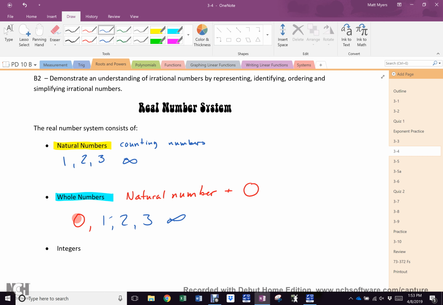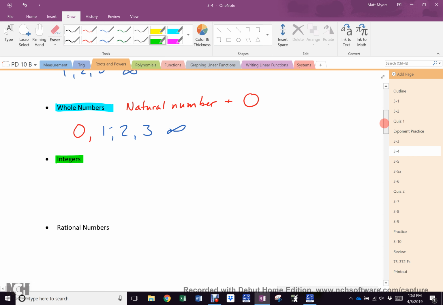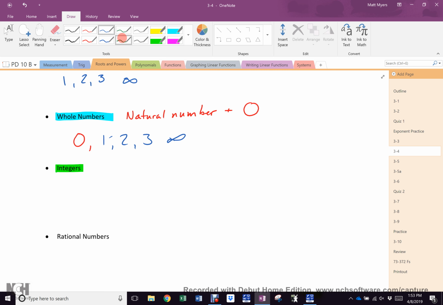Being the intelligent young people that you are, we have another category. Well, 0, 1, 2, 3, 4, 5, 6, 7, 8, 9, 10, up to infinity, does not include a whole whack of numbers, right? What numbers are missing? Negatives. So integers are our whole numbers plus our negatives.